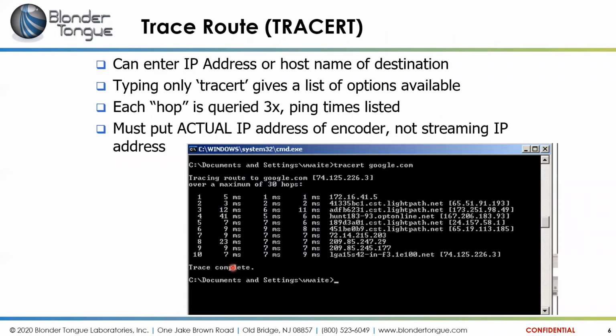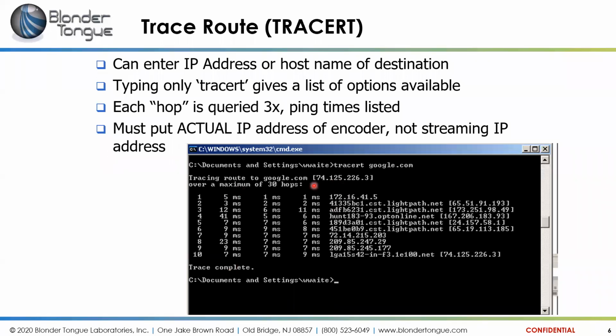Tracert is another command that we can use with the command line. We can enter the IP address or the host name of the destination, and it will resolve the host name to an IP address. If you type only tracert, it will give you a list of the options available. With traceroute, each hop, each switch or router that the signal goes through on its way to the destination, gets queried 3 times, and it lists the ping times.